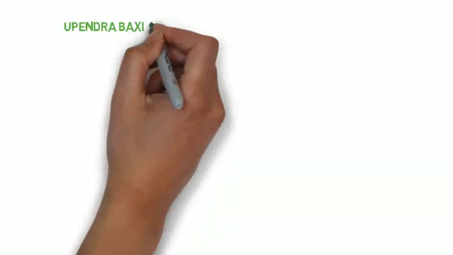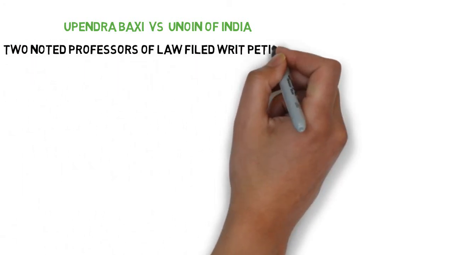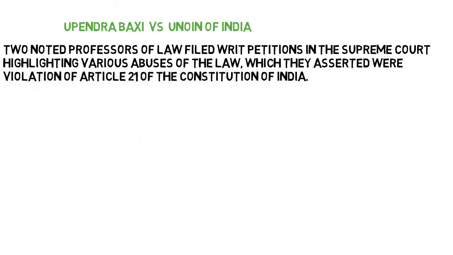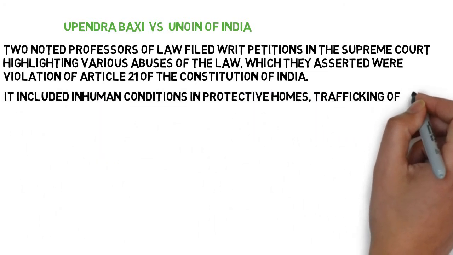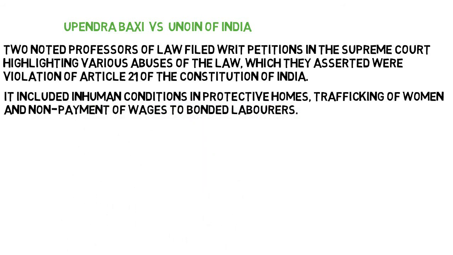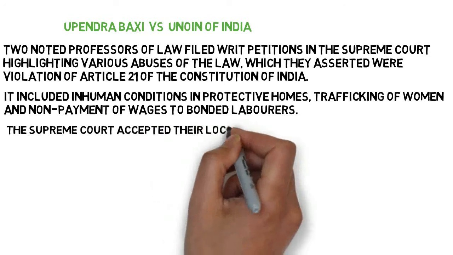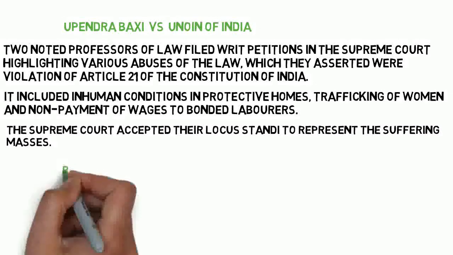Next case is Upendra Baxi vs. Union of India. In this case, 2 noted professors of law filed writ petitions in the Supreme Court highlighting various abuses of law which they asserted were violation of Article 21 of the Constitution of India. It included inhuman conditions in protective homes, trafficking of women and non-payment of wages to bonded laborers. The Supreme Court accepted their locus standi to represent suffering masses.